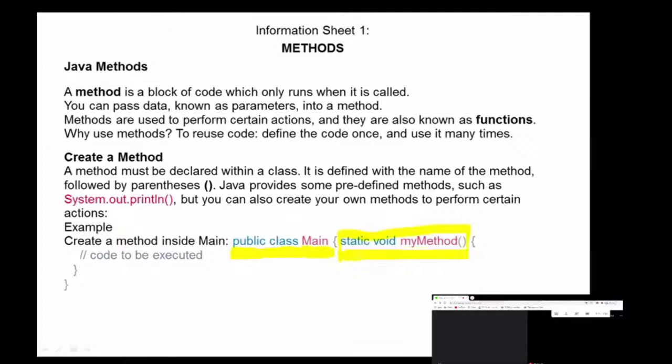Okay. So in short, we have here a class main, and inside the class main, we have the void my method. So this is an example of a method. And then this method has this open and close parentheses.